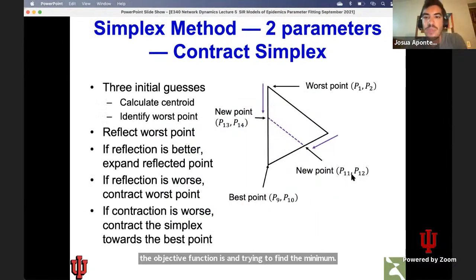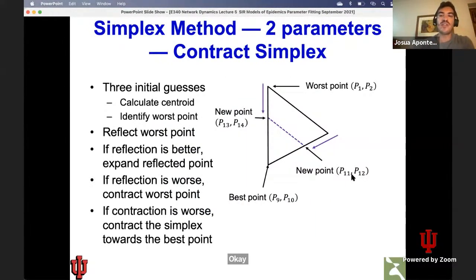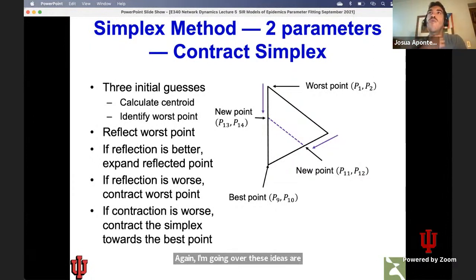Okay. Again, I'm going over these ideas relatively quickly because I wanted to give you an idea of what the different strategies are that these optimization algorithms use. But if you want more detail, I will refer you to Herbert's chapter 6. He goes into a lot of detail explaining some of these.